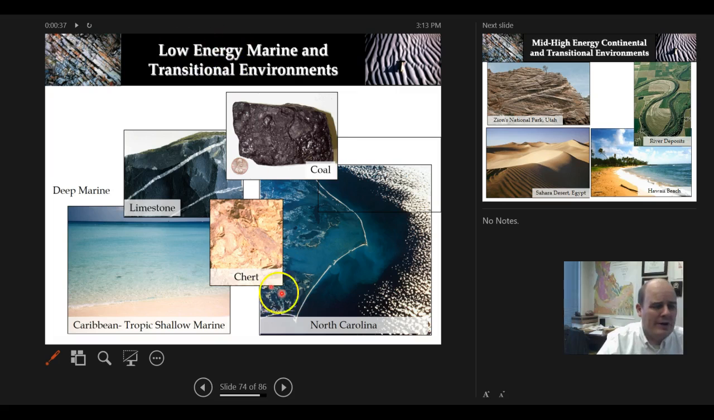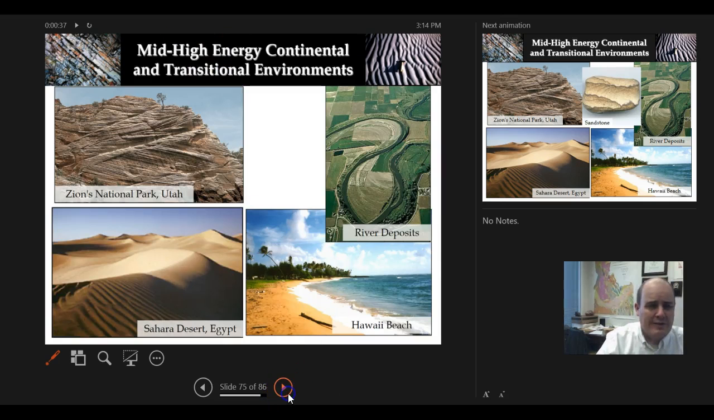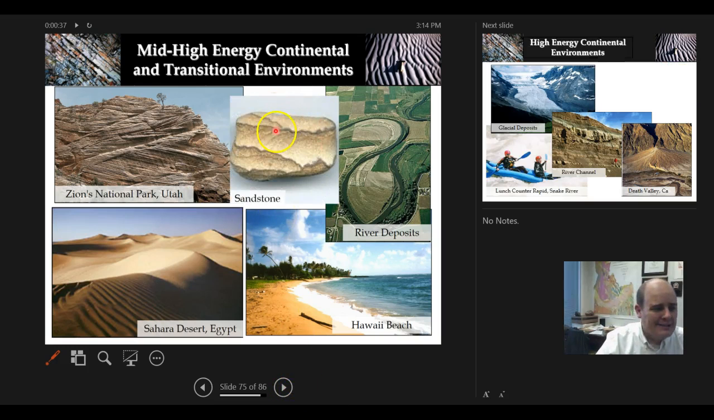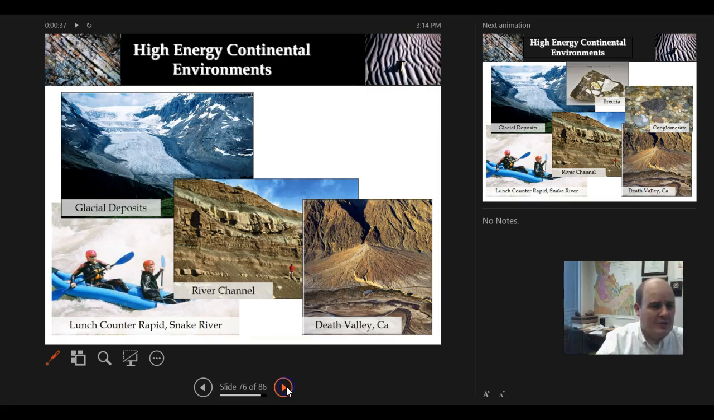Okay, so you get some low energy transitional environments. Now, high energy environments tend to have coarser sediments, right? So you have things like sandstones like this, where you get these old sand dunes, river deposits, beaches. Great example of where a sandstone might come from.